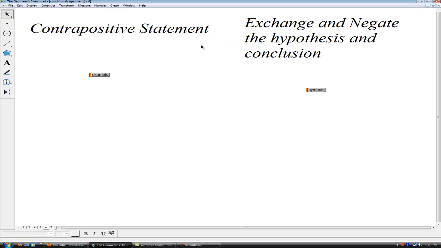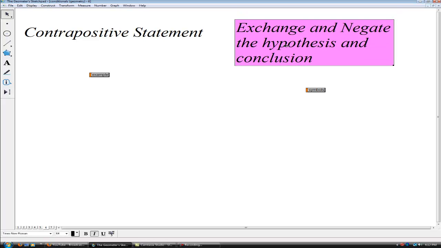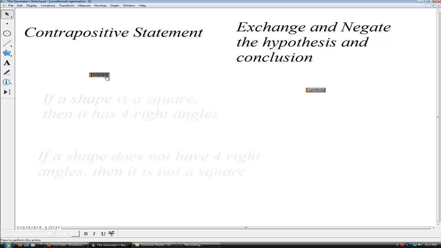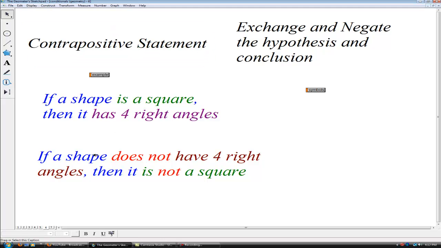And our last vocabulary for this section is the contrapositive statement. Now this is a kind of conditional statement where we exchange and negate the hypothesis and conclusion. So here's an example. If a shape is a square, then it has 4 right angles. The contrapositive would be, if a shape does not have 4 right angles, then it is not a square. And here are the new notations. This is our given conditional, if P then Q, hypothesis conclusion. We switch and we negate. So this is read, if not Q, then not P.